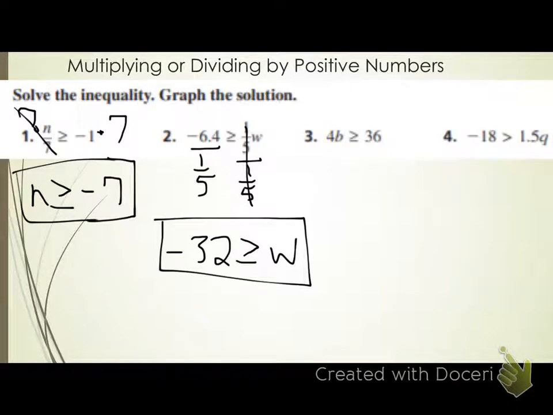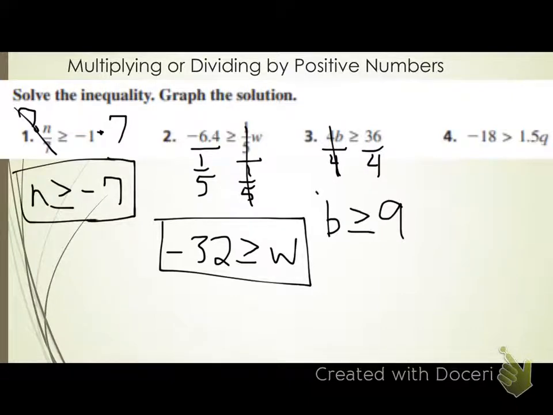Okay, 3. What do I need to do on 3? Divide by 4 on both sides. So on the left-hand side, I'm just left with B. What's 36 divided by 4? Positive 9. And does my inequality symbol flip or stay the same? Stays the same.